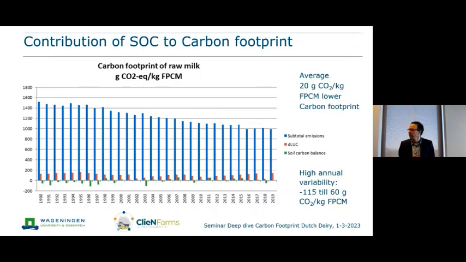So this is the picture shown before. The green part is the contribution to the total footprint, which is in the end quite small. On average, carbon sequestration is about 20 grams CO2 per kilogram of fat and protein corrected milk. But we also see a high variability, which is due to the annual variability, mainly due to climate. So the model is quite sensitive to the weather data. There's also a question of which kind of data to use. Do we really use annual data? Do we use average climate?